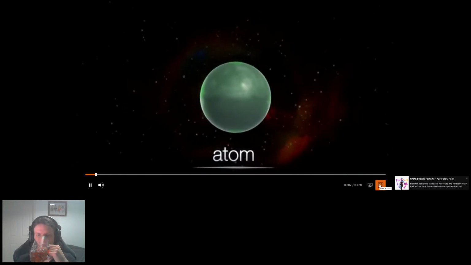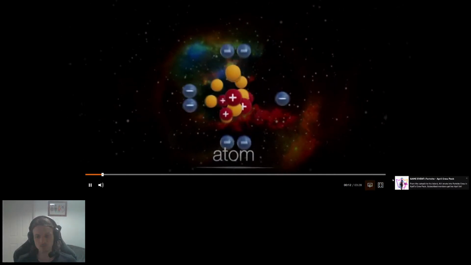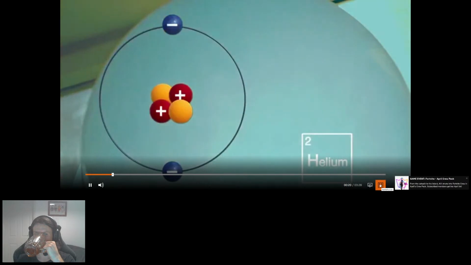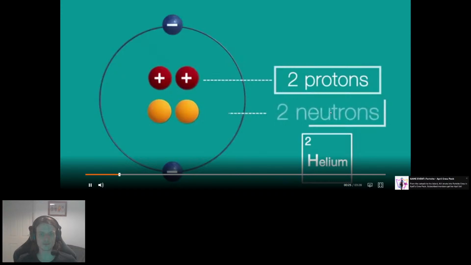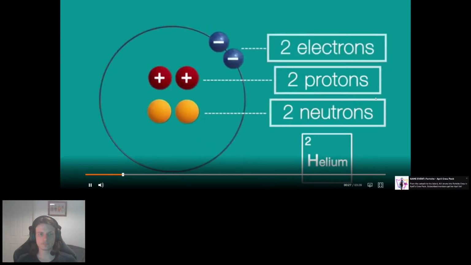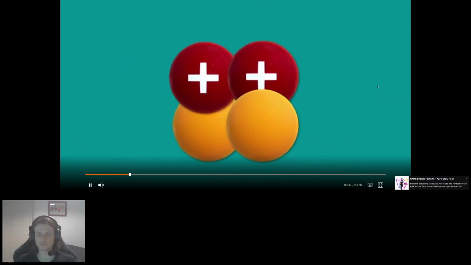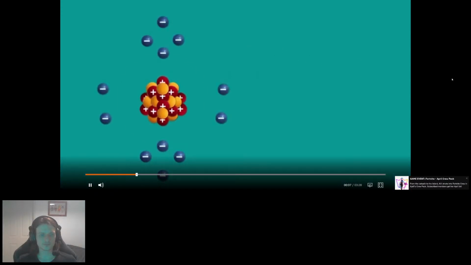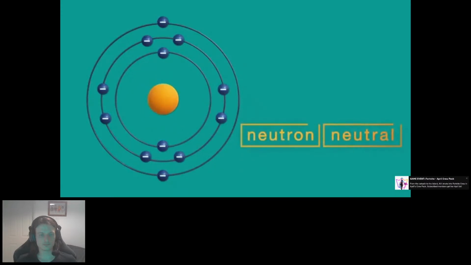Atoms are the building blocks of all matter in the universe. But atoms are not the smallest form of matter. They're made from even smaller subatomic particles. Helium is the second most basic element. It contains just 2 protons, 2 neutrons, and 2 electrons. At the center of an atom is a nucleus containing protons and neutrons. Electrons are arranged around the nucleus in energy levels, or shells, each holding different numbers of electrons.